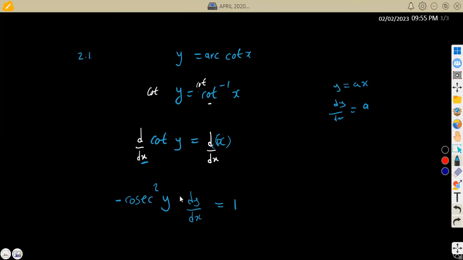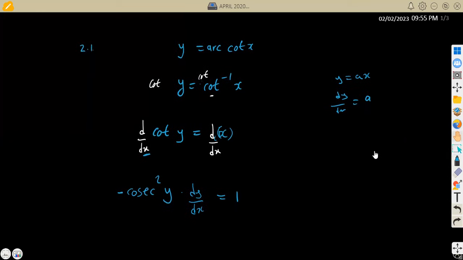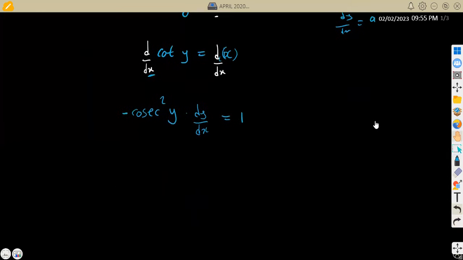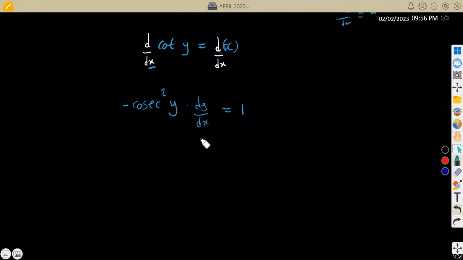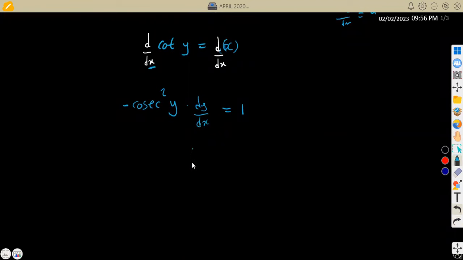So this is what we have. Remember, to differentiate is to find dy/dx. So in order for you to remain with dy/dx, definitely you have to divide both sides by negative cosec squared y, because it's multiplying here. So this is going to be -1 over cosec squared of y if you divide both sides. So that's the answer that we are having.